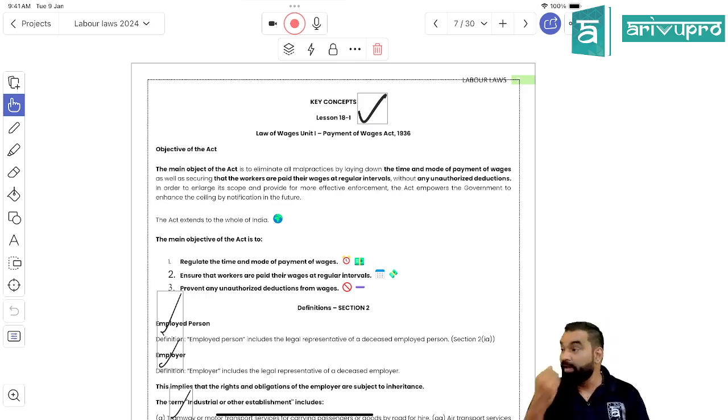Right, students? So we have done with what? A quick review of Payment of Wages Act, right? Right, students? Hope online students got everything.